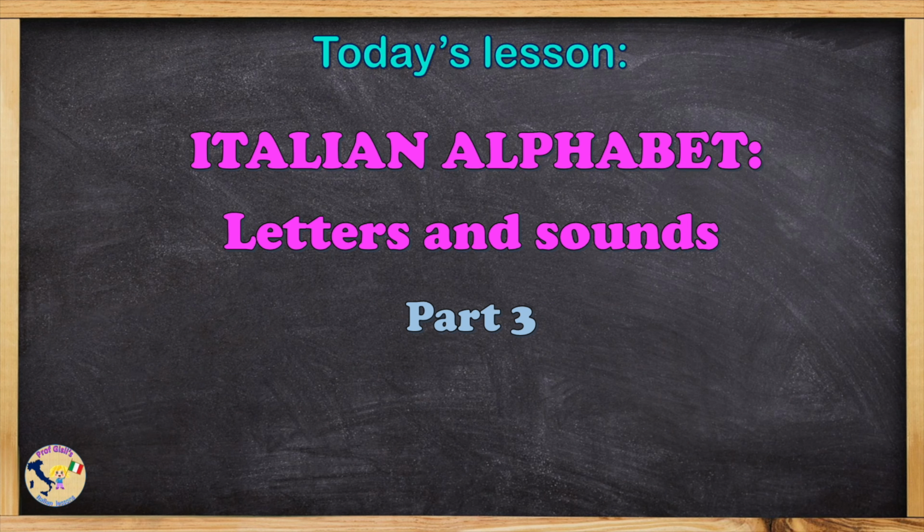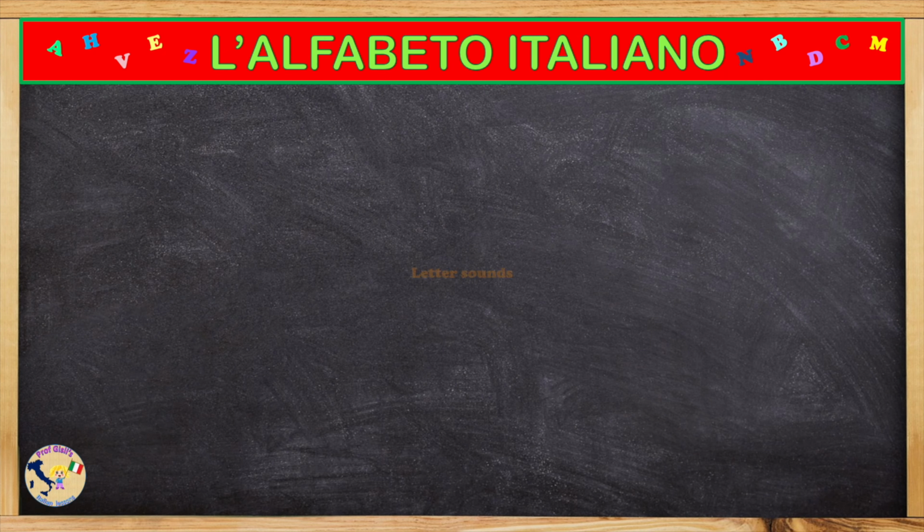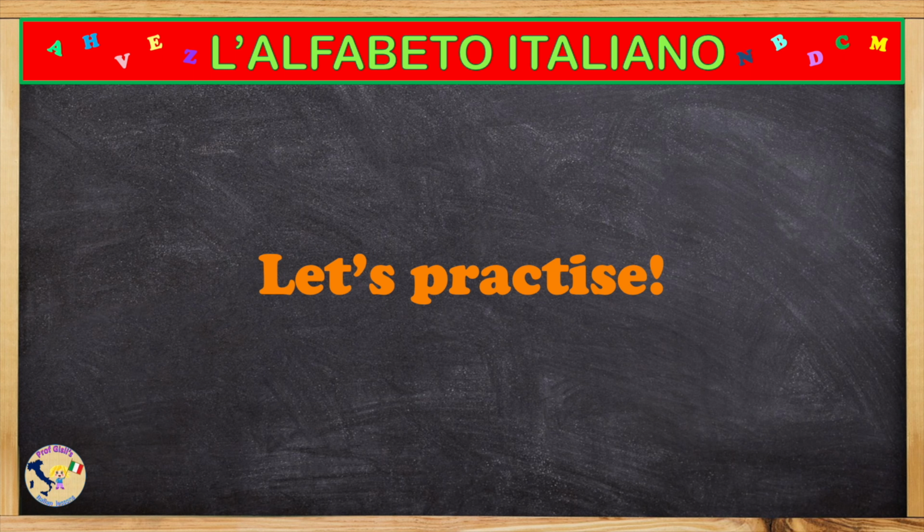In part 1 and 2, we have learnt the Italian alphabet and letter sounds A to O. In this lesson, we will focus on the sounds of the remaining letters, P to Z. Pronti? Let's practice letter sounds.